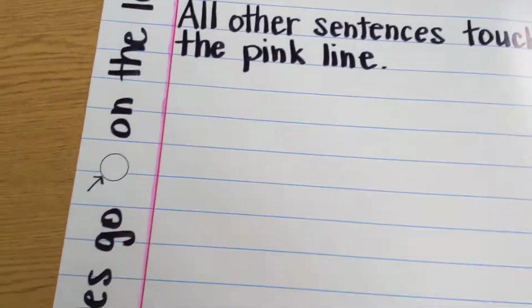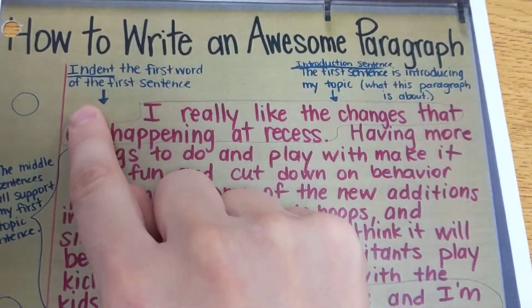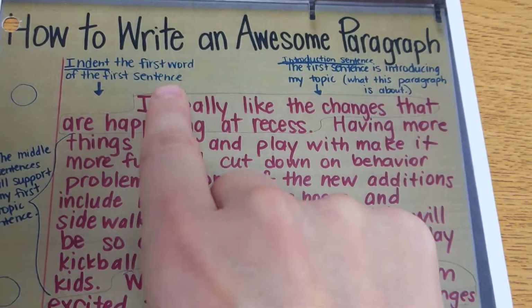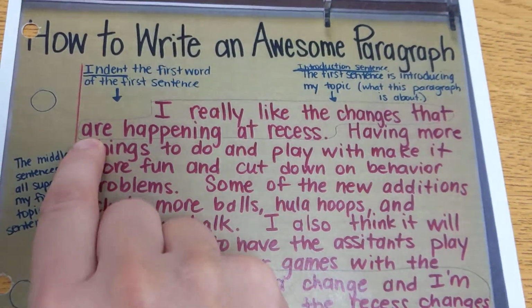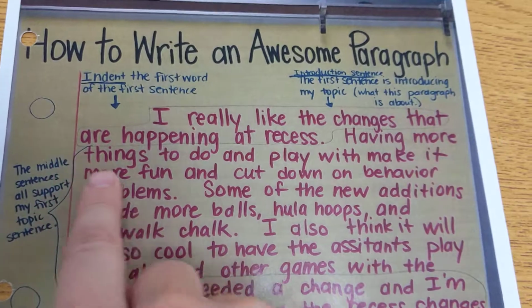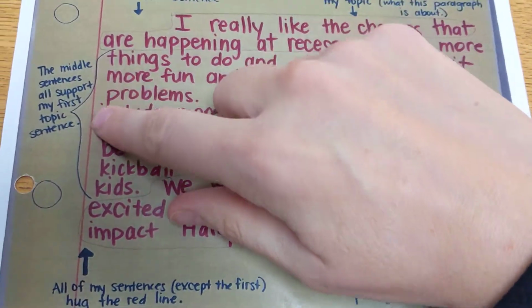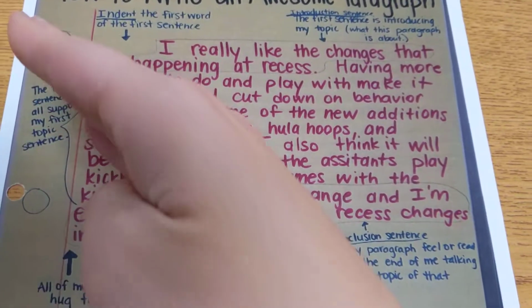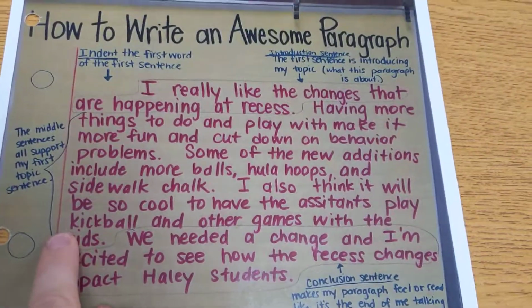If you don't understand what I'm saying, look at this example. Here's a story I wrote, and it started with an indentation. So I indent the first word of the first sentence. I left a big break here. Then I wrote, I really like the changes that are, and then look, when I went to the next line, it touched that pink line, are happening at recess. And then every other sentence that I did in my story started at that pink line. I know a lot of kids have a tendency to go zoop, like at an angle. You want it to try to touch that pink line.